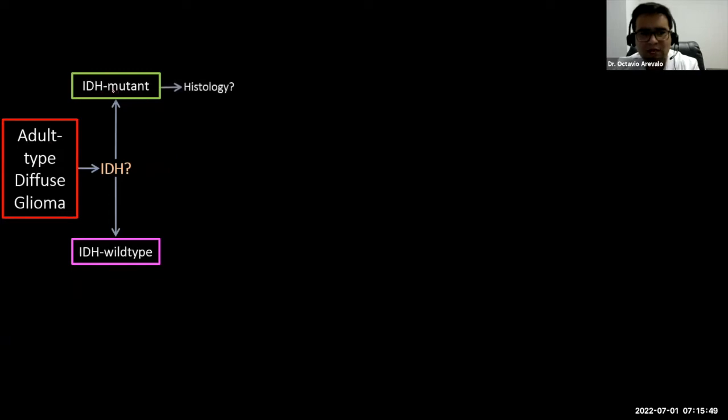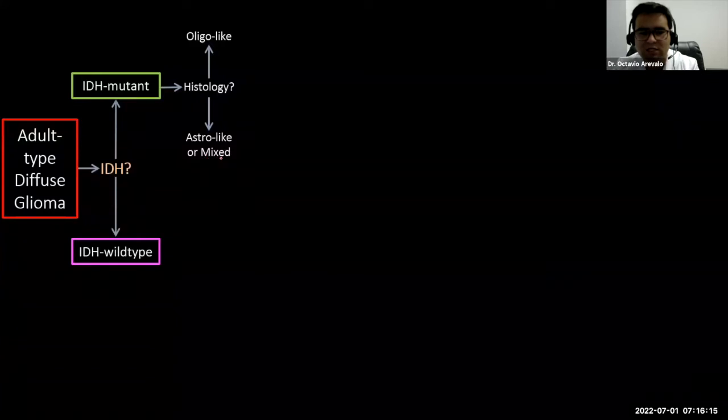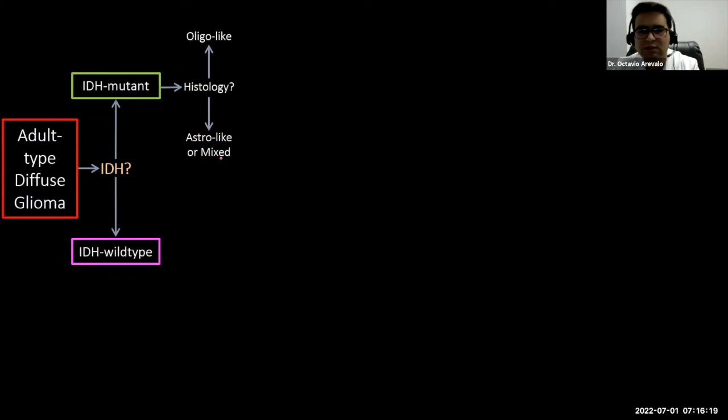Now, what happens with the IDH mutants? Then you take a look into the histology, okay? And then you may have a tumor that looks like astrocytoma, or it looks like an oligodendroglioma. So in the past, you had a tumor that used to be called oligoastrocytoma, which was mixed histology. That entity is not an entity anymore since 2016, and more so with the new classification 2021.